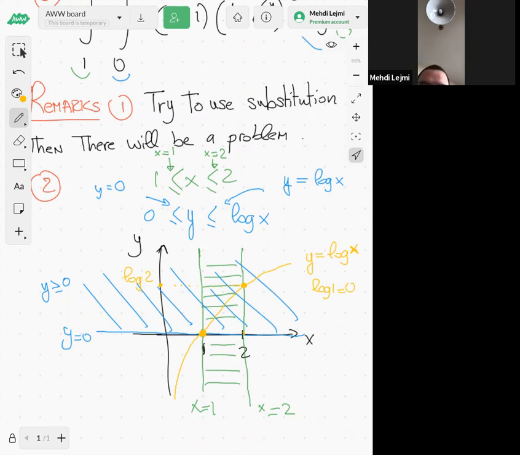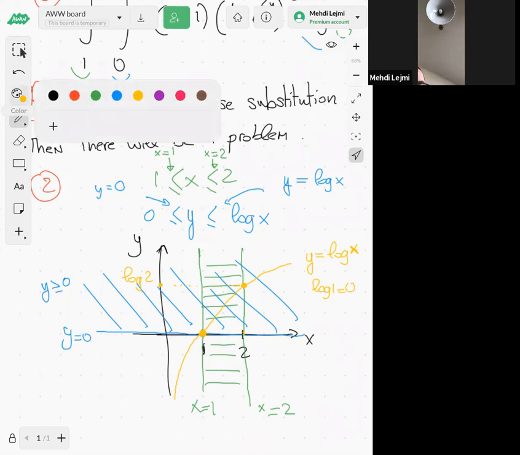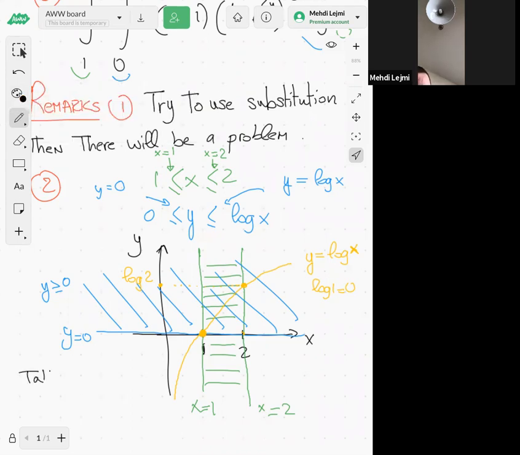Now, you need your y to be less than log of x, right? You have the graph of log of x, which is this yellow graph. So y is less than log of x. So it's either below the graph or above the graph. Guys, you can just take a random point and check which region corresponds to y less than log of x. For example, you take this point here, right?